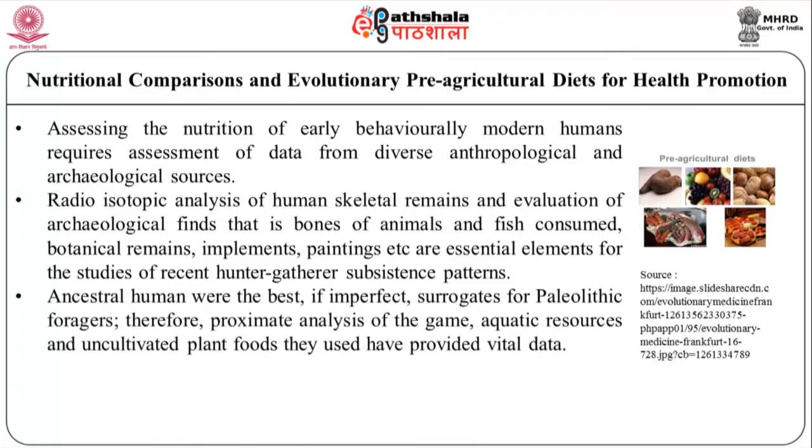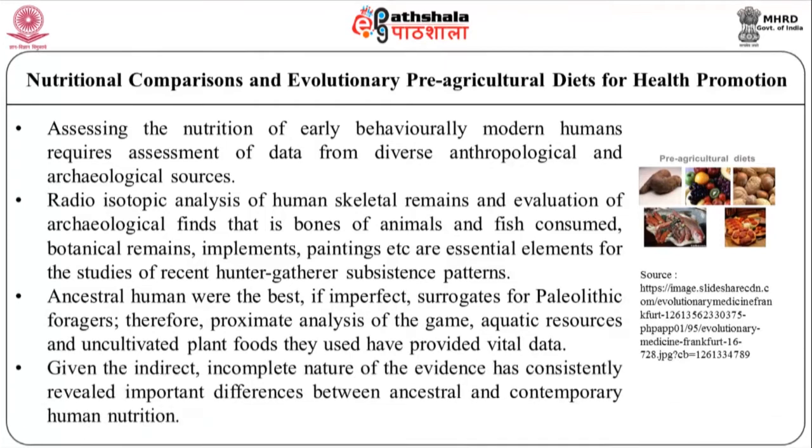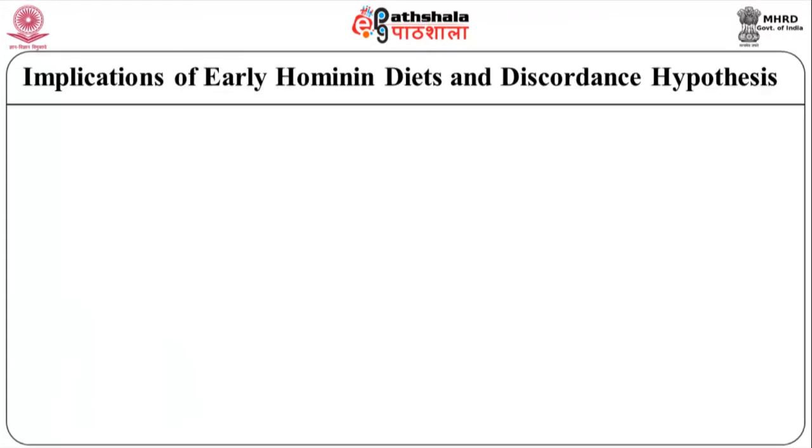Such ancestral humans were the best, if imperfect, surrogates for Paleolithic foragers. Therefore, proximate analysis of the game, aquatic resources, and uncultivated plant foods they used has provided vital data. Given the indirect, incomplete nature of the evidence, it has consistently revealed important differences between ancestral and contemporary human nutrition. Now let us see the implications of early hominin diets and the discordance hypothesis.